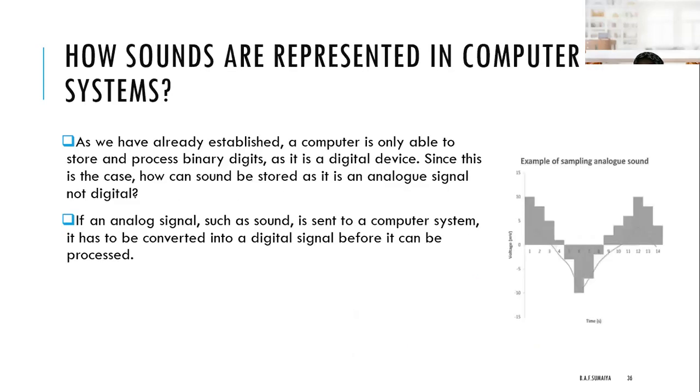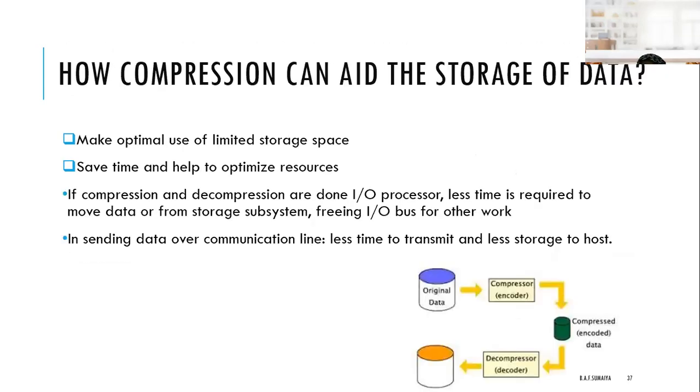How sounds are represented in computer systems. As we have already established, a computer is only able to store and process binary digits, as it is a digital device. Since this is the case, how can sound be stored, as it is an analog signal, not digital? If an analog signal such as sound is sent to a computer system, it has to be converted into a digital signal before it can be processed.